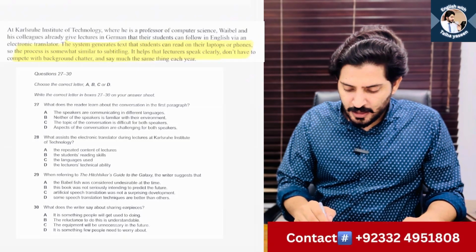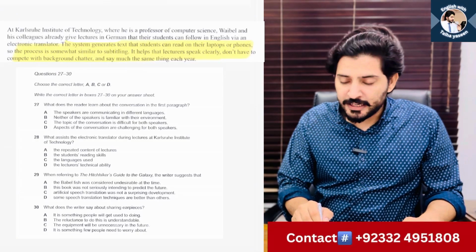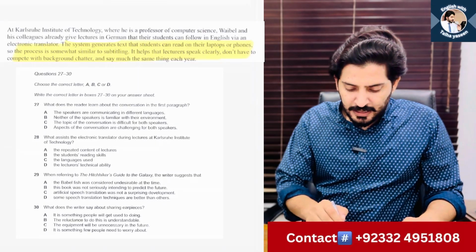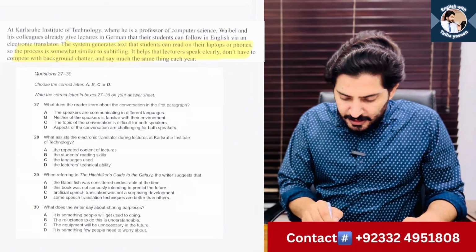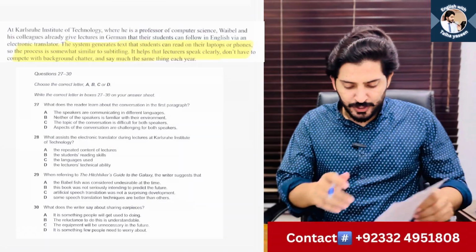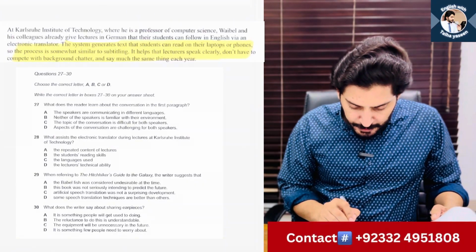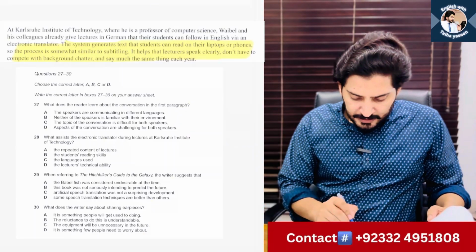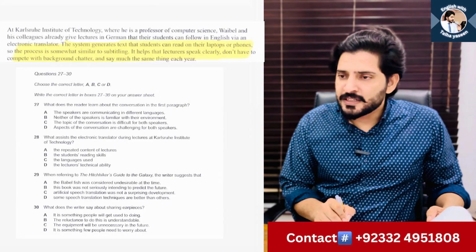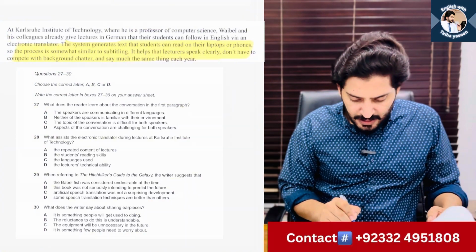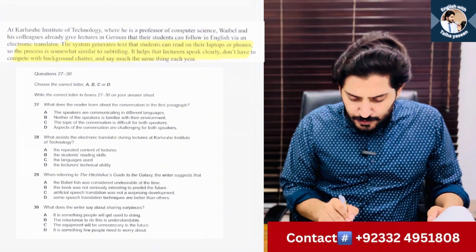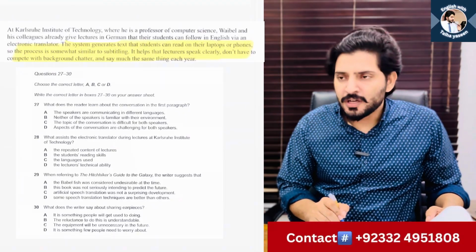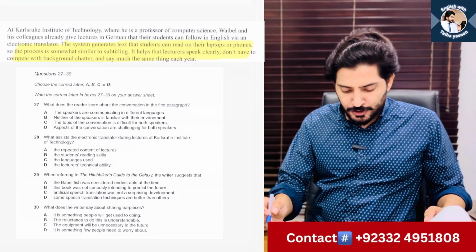It helps that lecturers speak clearly, do not have to compete with background chatter, and say much the same thing each year. Let's read the options. A, the repeated content of lectures. First, look at B, the students' reading skills. He has not mentioned any skill. C, the languages used. No. D, the lecturers' technical ability. He doesn't mention any technical ability of the lecturers.